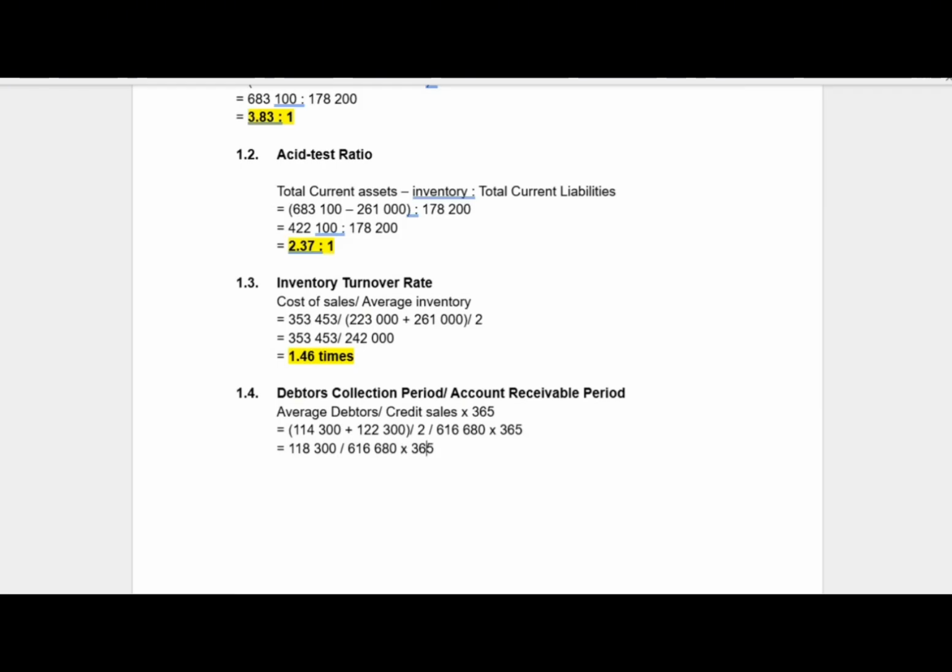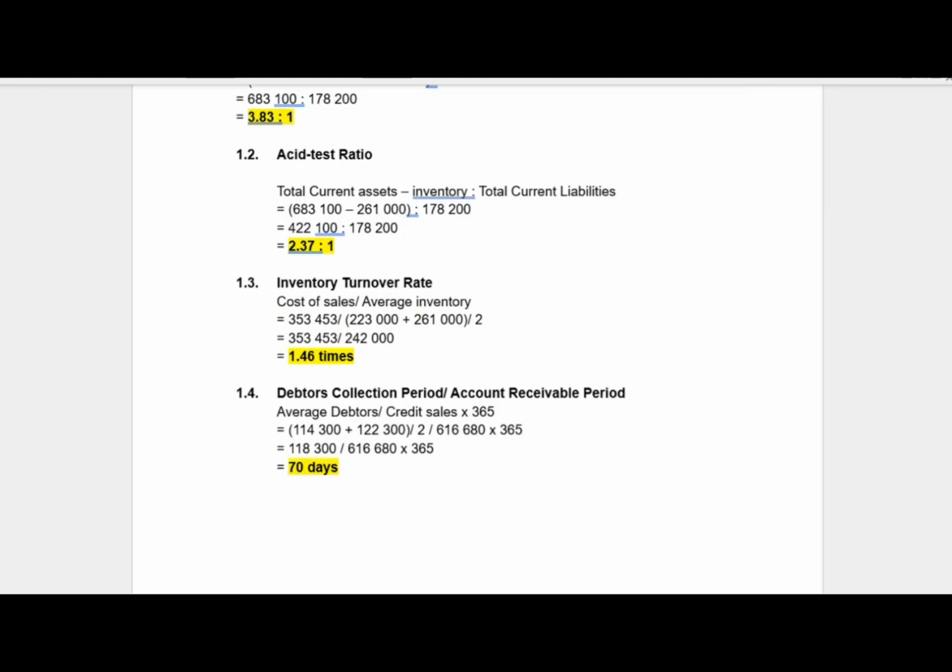Multiply by 365. You follow the formula right there. So you say 118,300 divided by 616,680, multiplied by 365 days. You get 70 days. You must also indicate 70 days. As much as I explained that you don't get zero, you might not be awarded a mark because you missed just saying days. So make sure that your answers when it comes to periods are in days.